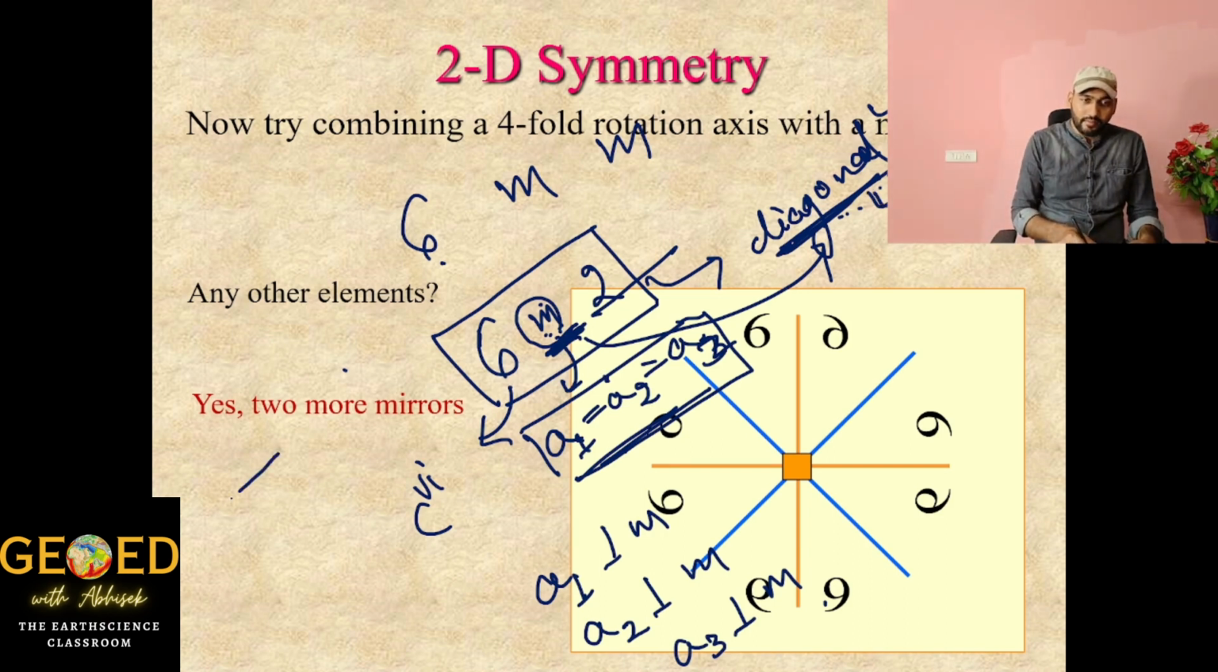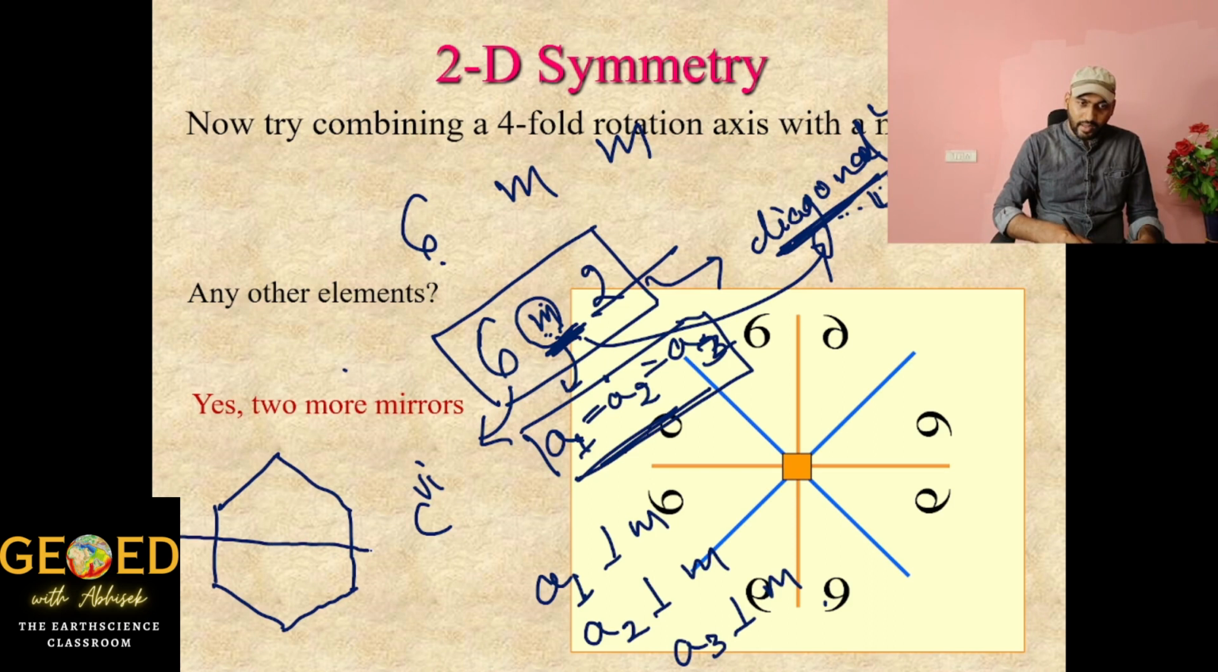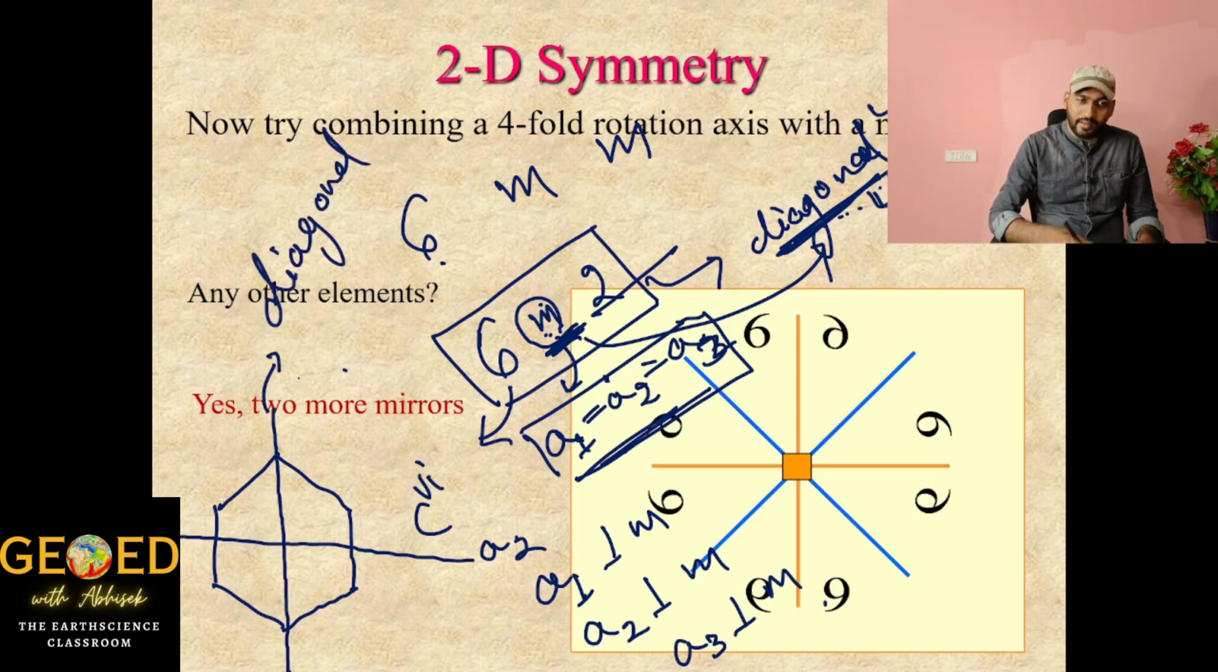For a hexagon, let's say this is one example of a hexagon. In this hexagon, if we take one crystallographic axis, this is the crystallographic axis A2. If we take this crystallographic axis, perpendicular to it will be a diagonal. This is a diagonal. This is not a crystallographic axis, right? This is connecting the edges. So it is a diagonal axis, but A2 is a crystallographic axis.